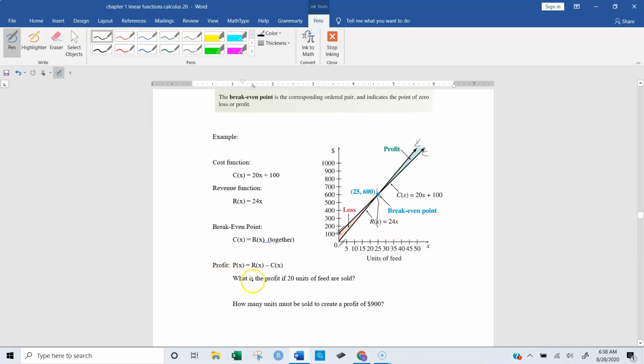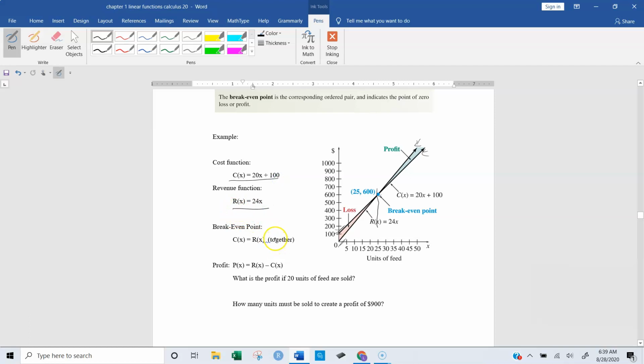Okay, so what's the profit? And I know I forgot to put this in here on yours. If 20 units of feed are sold. So 20 units, to me, looks like I don't have a profit, I'm at a loss. So let's find out. The cost is 20x plus 100.